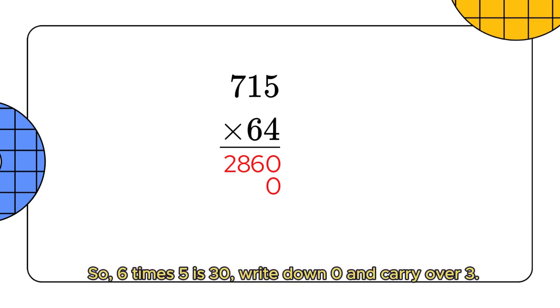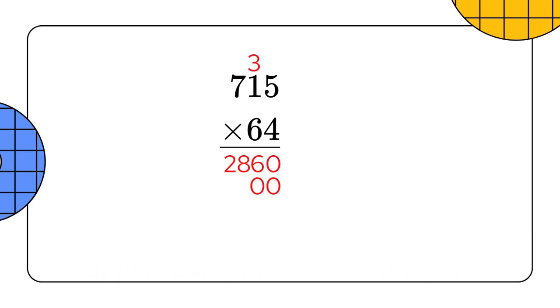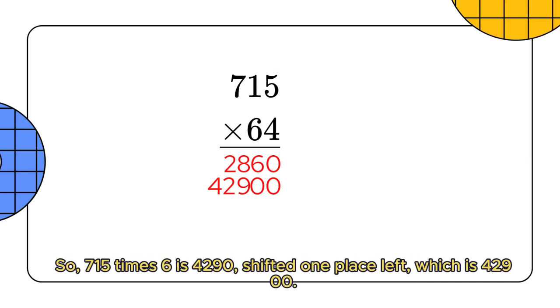So 6 times 5 is 30. Write down 0 and carry over 3. 6 times 1 is 6, plus 3 carried over is 9. And 6 times 7 is 42. Write down 42. So 715 times 6 is 4,290, shifted 1 place left, which is 42,900.